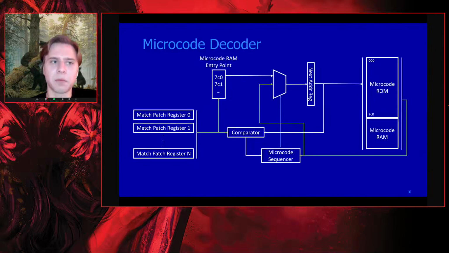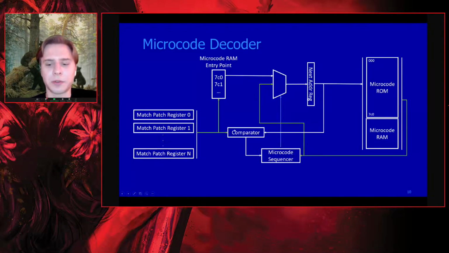It has a match patch register, and this register contains two addresses. The first address is the address at which you want to intercept execution of a microprocedure. And the second address is the address of the patch inside the RAM area.